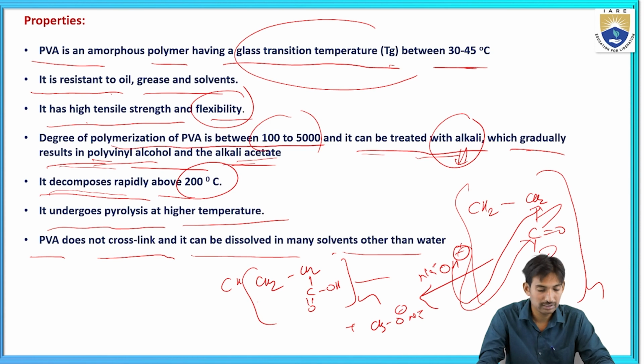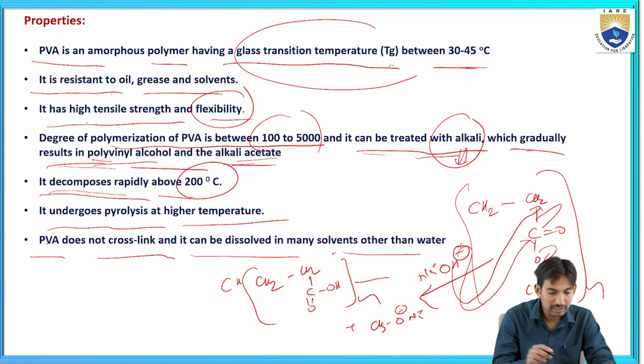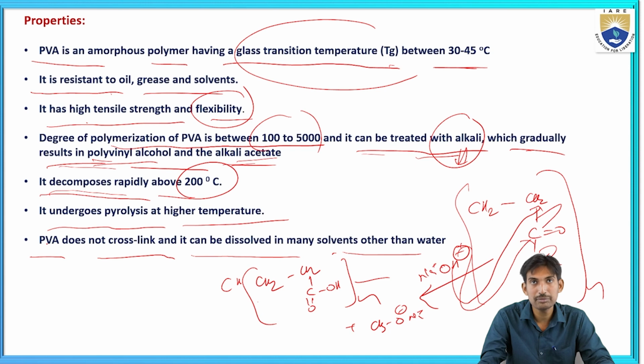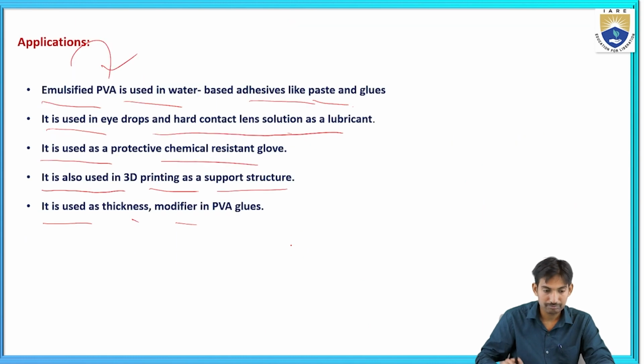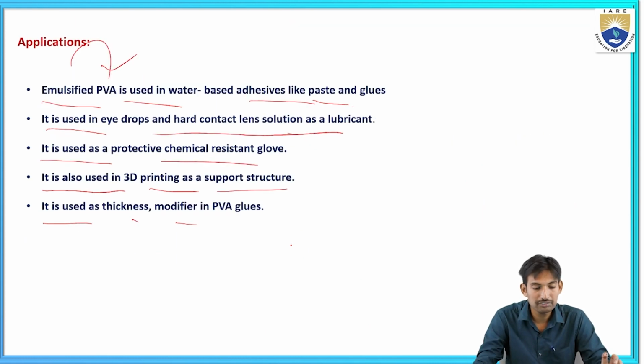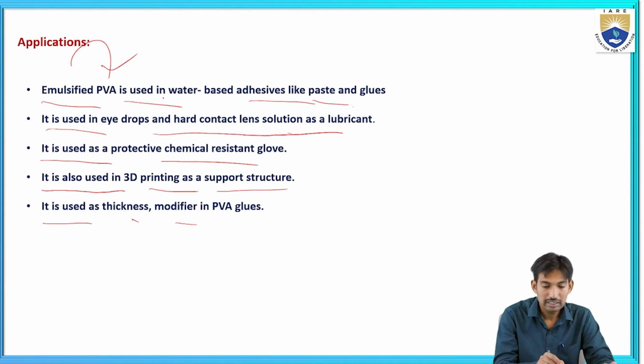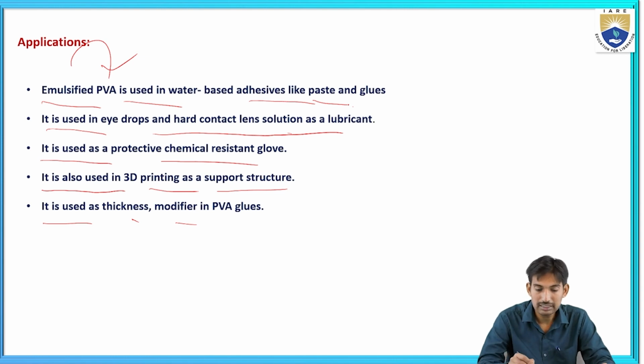Polyvinyl acetate undergoes pyrolysis at high temperature. Polyvinyl acetate does not cross-link, and it can be dissolved in many solvents other than water. It is soluble in all solvents except water. As for the applications, if you add an emulsifier to polyvinyl acetate, it can act as a water-based adhesive like paste and glues.